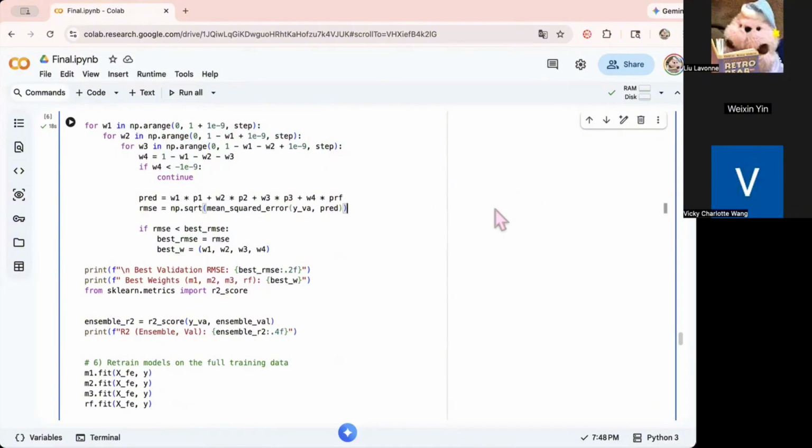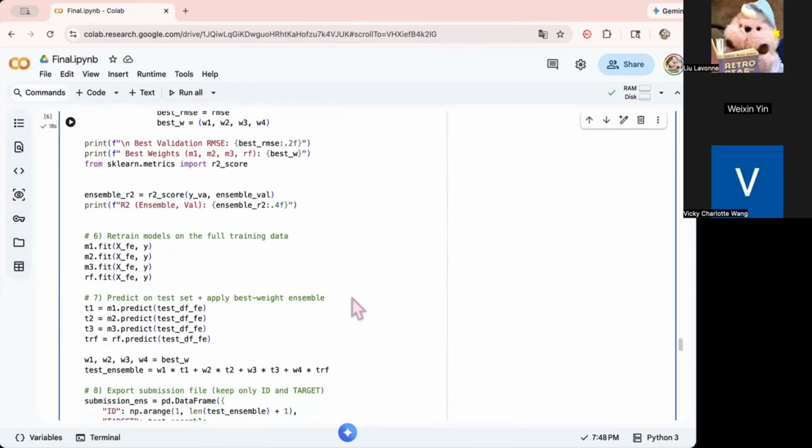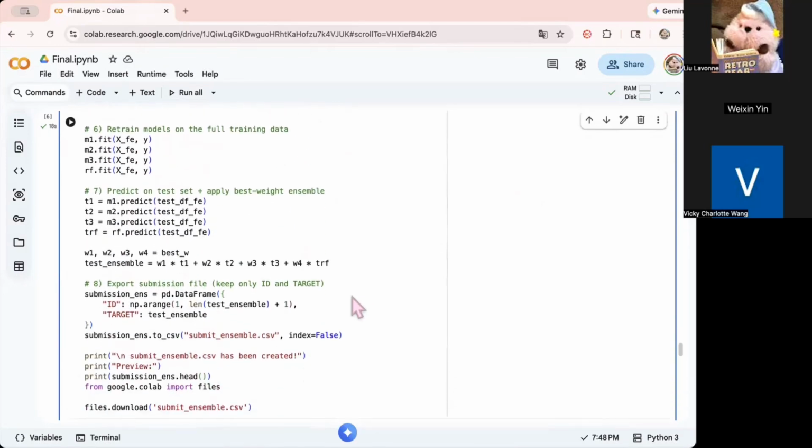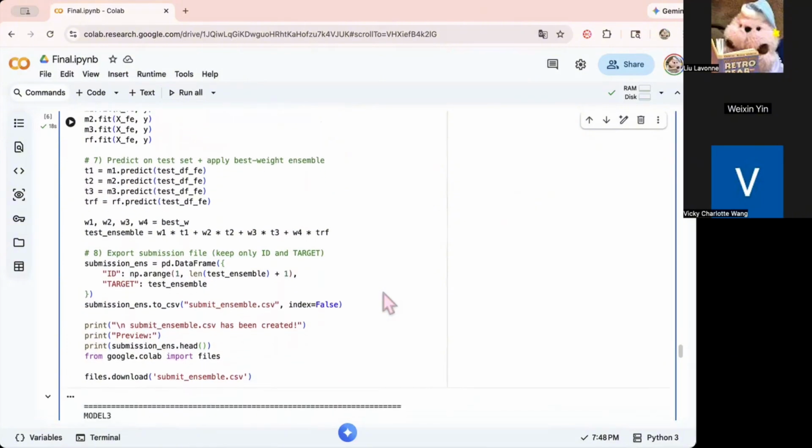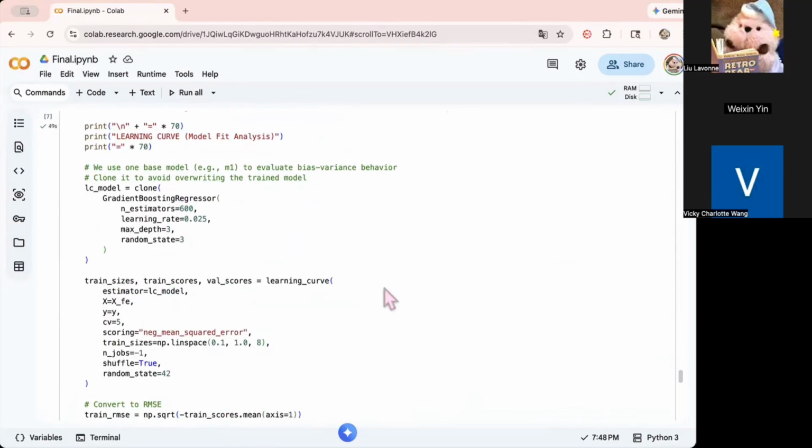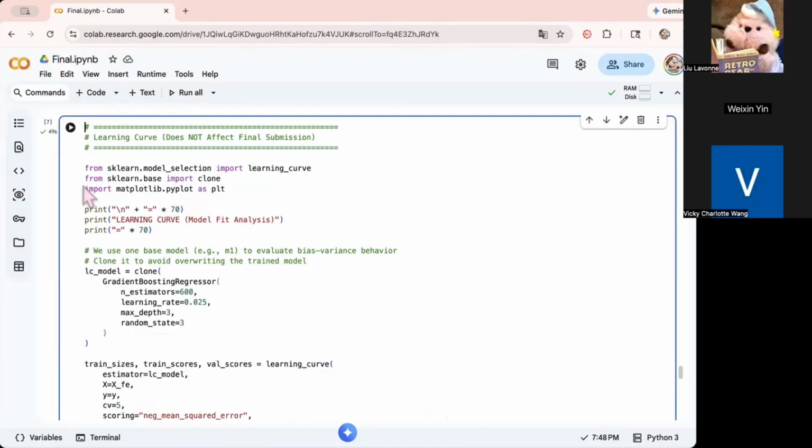Finally, we critically assessed whether the model was well fitted. Although validation performance improved substantially, the learning curve still showed a moderate gap between training and validation error. Therefore, the model achieved strong predictive accuracy but was not perfectly well fitted. Slight overfitting remained. Additional regularization, cross-validation, or early stopping could further improve robustness.